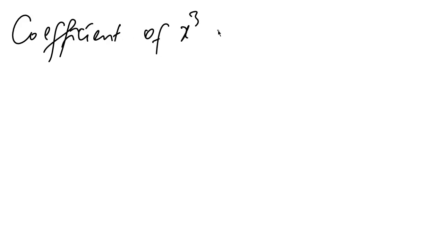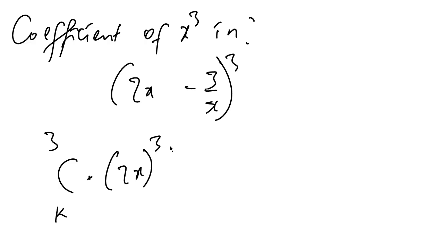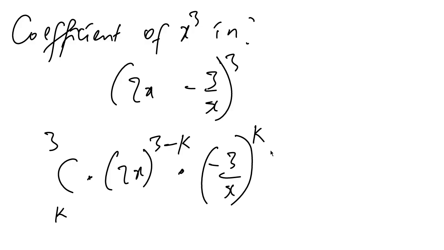Now let's look at this question, which involves fractions and stuff like that. The question says coefficient; it is also a past question. Coefficient of x cubed in (2x minus 3 over x) to the power 3. If I ask the same principle, don't be afraid when you see fractions. It will be 3 combination k, (2x) to the power what? 3 minus k, (negative 3 over x) to the power what? k. Are you getting it?